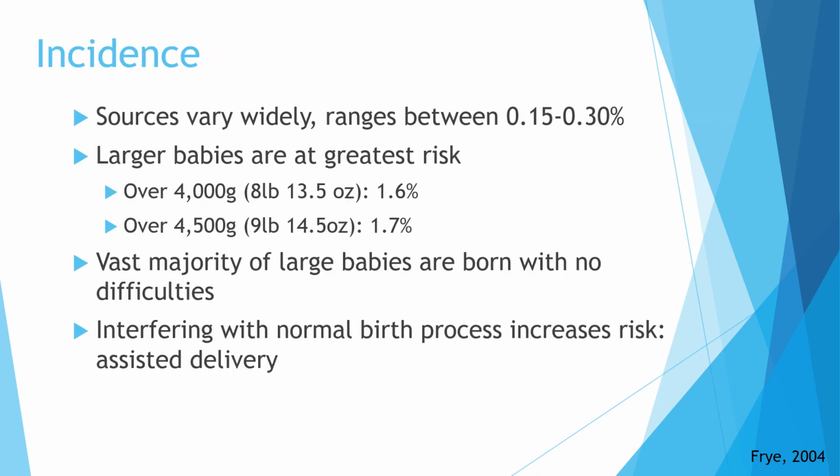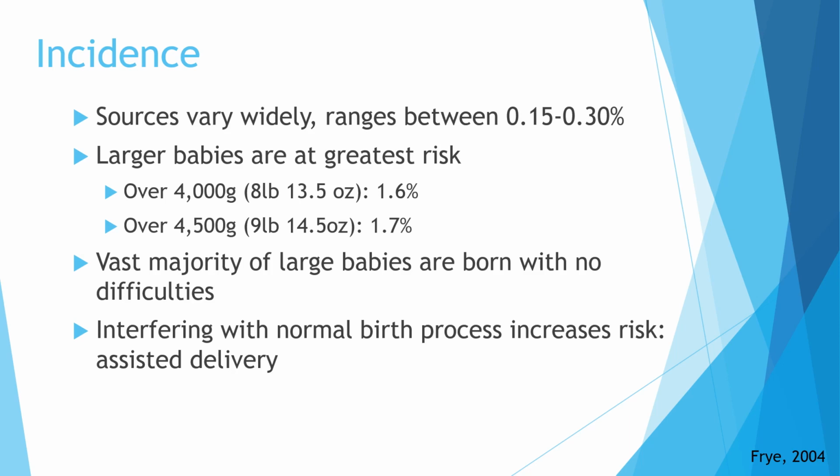Incidence: sources vary widely. They can range from 0.15% all the way to 0.3%. Larger babies are at greater risk. There's still studies saying you're just as likely to have a little baby as a big baby for a shoulder dystocia. But that's the first thought in the medical community: oh, big baby, got to watch for shoulder dystocia.